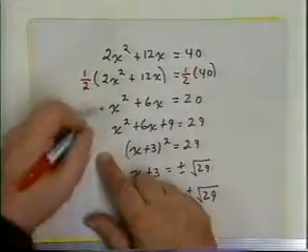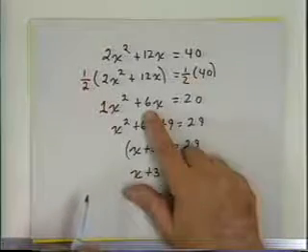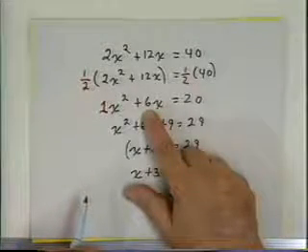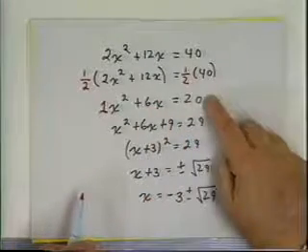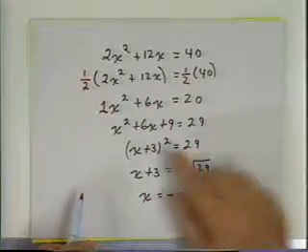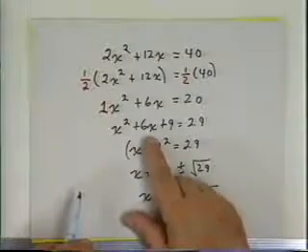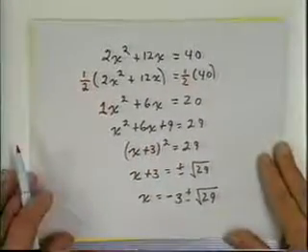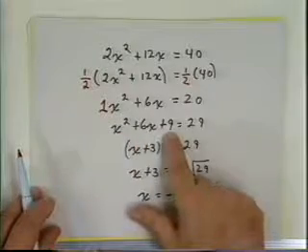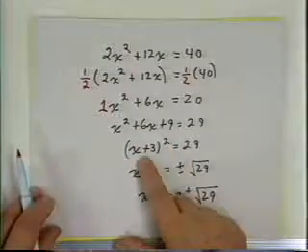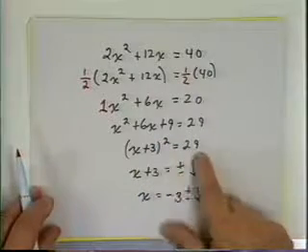Now that there's a 1 here, all I say is I want half the coefficient of x. Half of 6 is still 3. Square that gives me 9. But if I add 9 to one side, I have to add 9 to the other side. Now I have x squared plus 6x plus 9 is 29. But the whole purpose for adding on the 9 was to make x squared plus 6x plus 9 into a perfect square, which is x plus 3 squared equals 29.